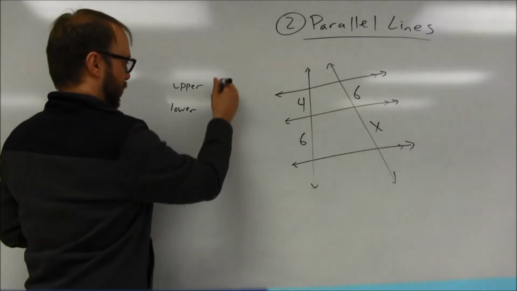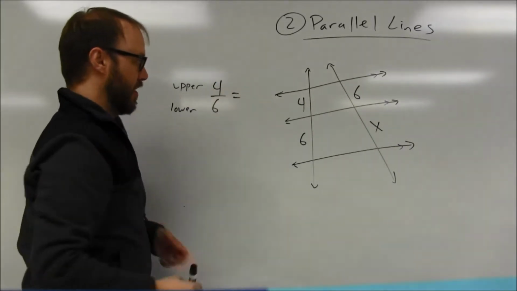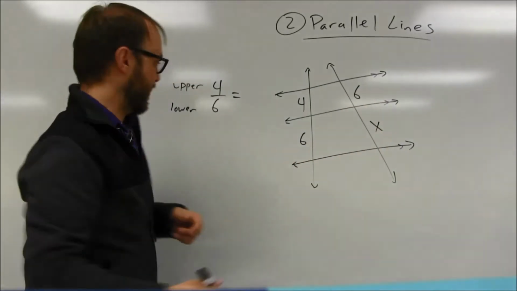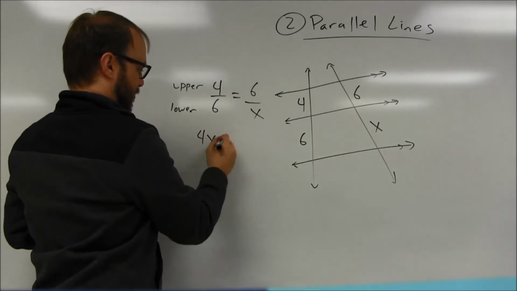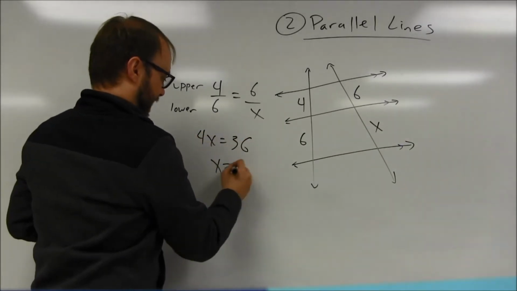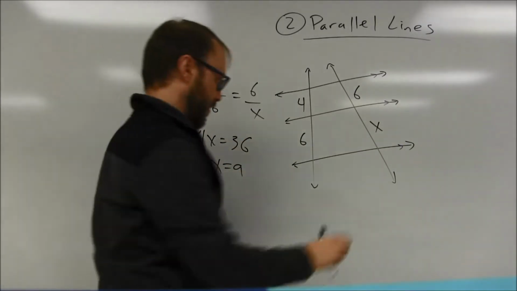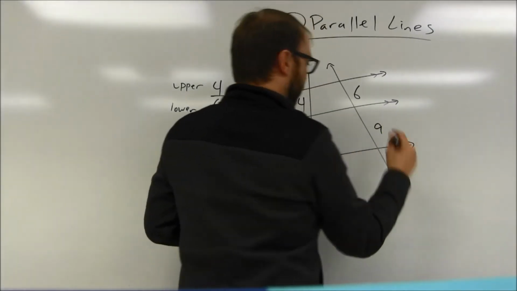Okay, so for example, 4 over 6 is going to be equal to 6 over x. Okay, and you can cross multiply there. You get 4x is equal to 36, and x is going to end up equaling 9. Okay, I'm going to go ahead and write that in.